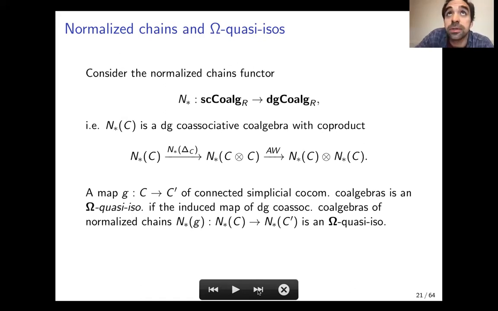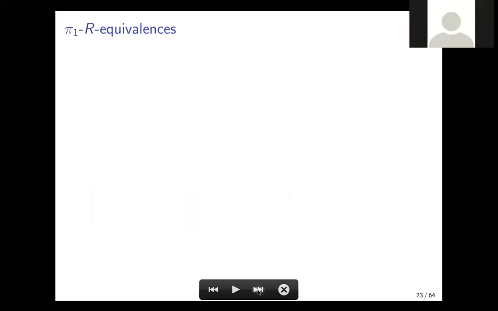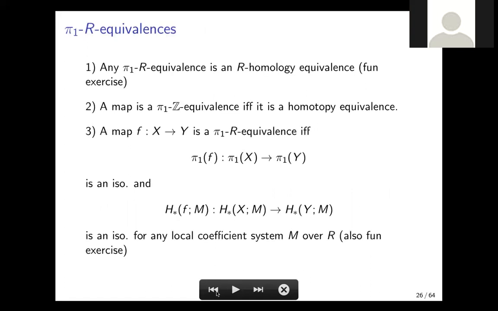Any other questions? Do you have actual examples where two spaces are pi 1 F equivalent over every field, but not over Z? No, because I think I can still prove this statement. Okay.